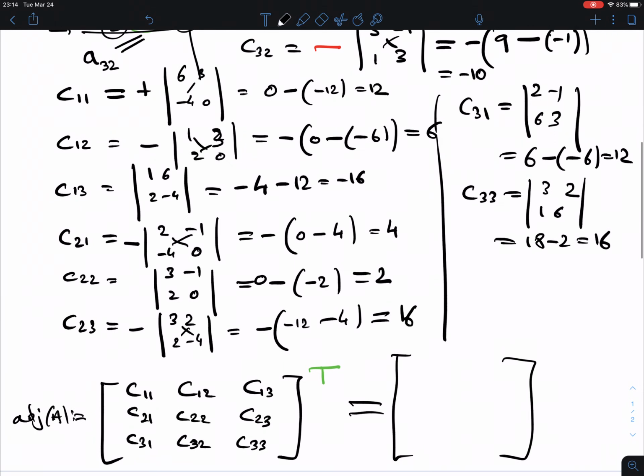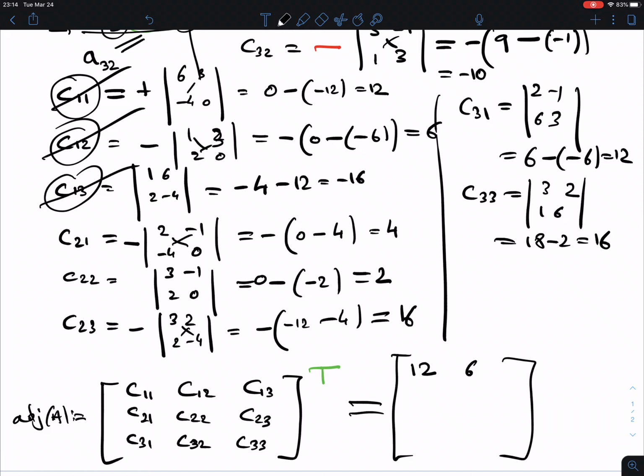Let's scroll down a little bit. So C11, that is this position, 12. C12, I hope everybody sees, C12, that is this position, 6, right? C13, minus 16, that is here. C21 is here, right, 4. Let me pick another one so that you don't have to do it in order. You can do it in which order you want.